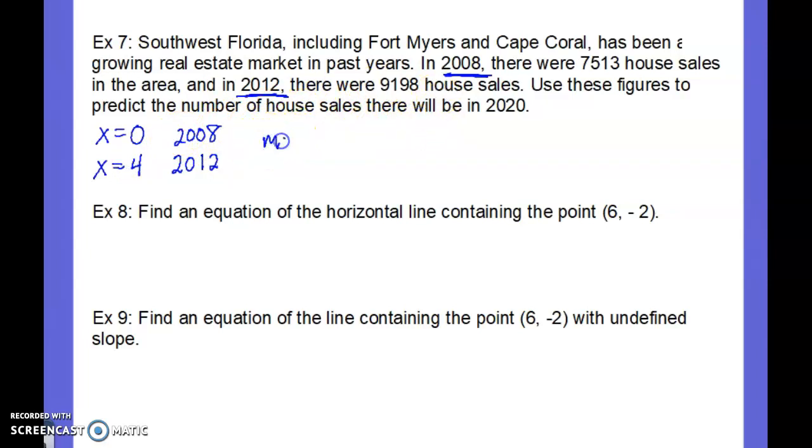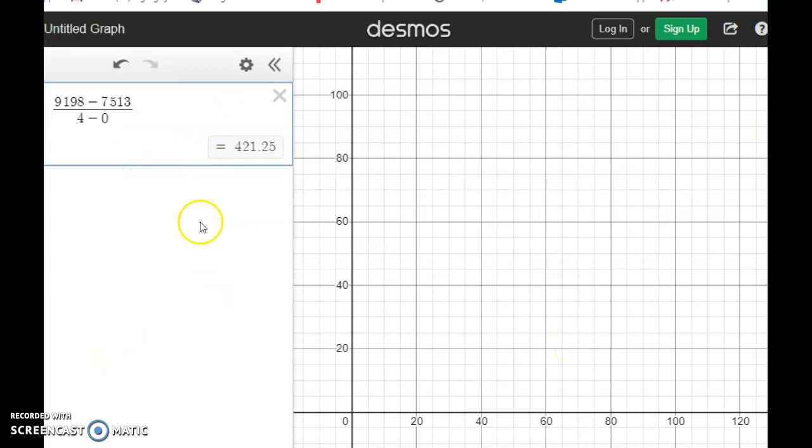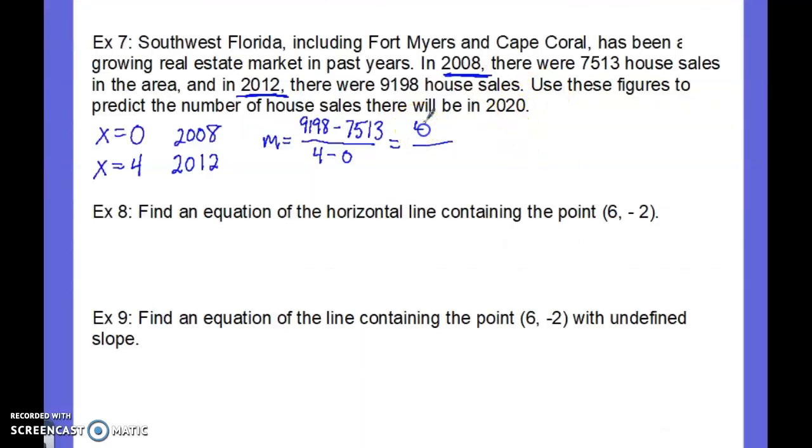So then you can use basically your slope formula, y2 minus y1 over x2 minus x1. And by setting one of them equal to 0, it makes your math so much easier. And let's see, I started with 2012, so I need to start with 9198 minus 7513. And you already know I'm about to go to Desmos. What's nice about this is you can just type it in exactly the way it looks, knowing that 4 minus 0 is 4. So we get a slope of 421.25.